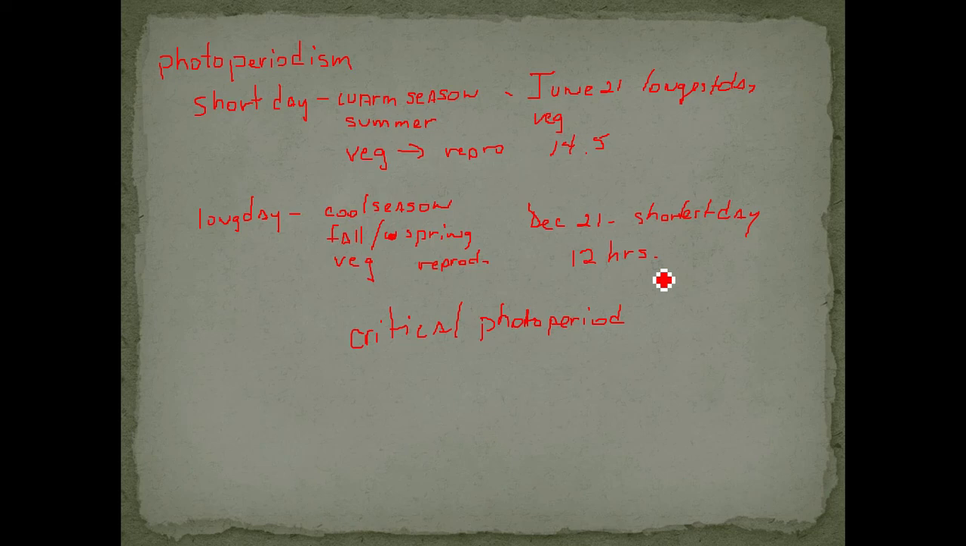And it's important to know that, because so many of our plants are photoperiodic, and with a little knowledge, we can manipulate them, especially in artificial environments. We can manipulate their reproductive responses.